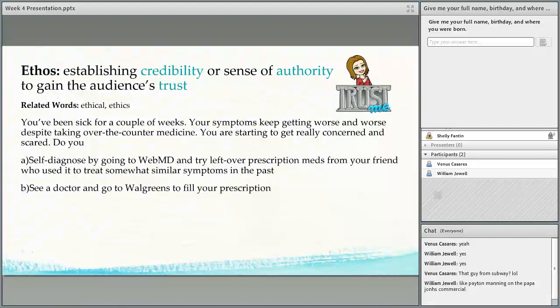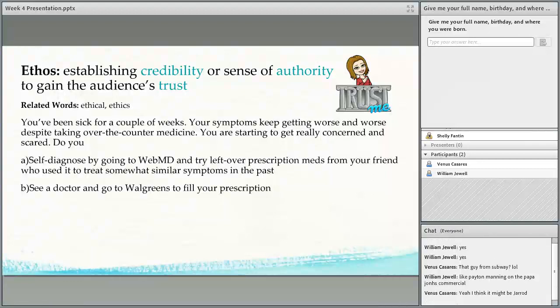Okay, so here's an example. Say you've been sick for a couple of weeks and your symptoms keep getting worse and worse despite taking over-the-counter meds. You're starting to get really scared. What do you do? Do you A, go onto WebMD and then try whatever leftover prescription meds you can find from a friend or in your closet to treat symptoms that are similar? Yeah, I think you're right, Venus. I think it is Jared. Or B, do you see a doctor and then go to Walgreens to fill a new prescription? Which one do you do?